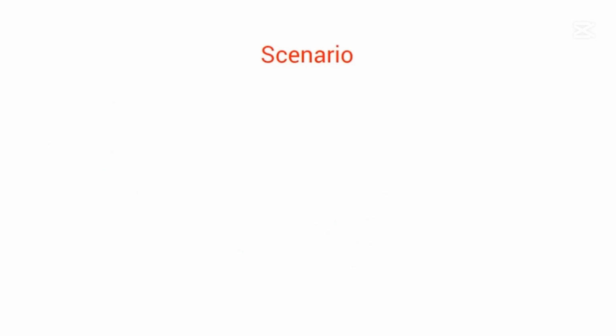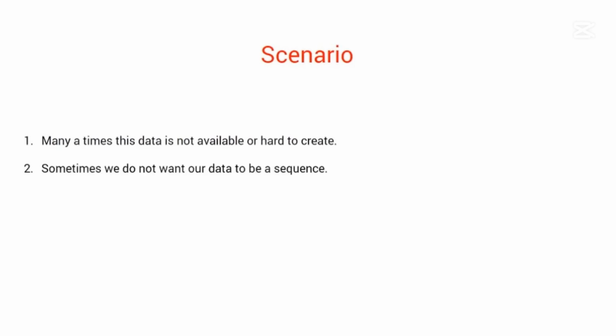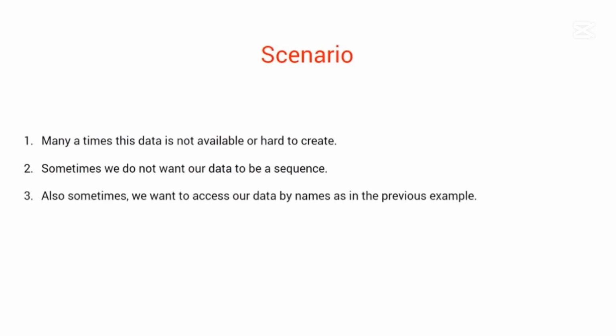But there are a few problems with this approach. Many a times, this data is not available or very hard to create. Second, sometimes we do not want our data to have a sequence. For example, in the previous example, it does not matter whether history marks are stored after geography or before it. Also often, we want our data to be accessed by names, for example, finding the history marks using the word history and not an index.